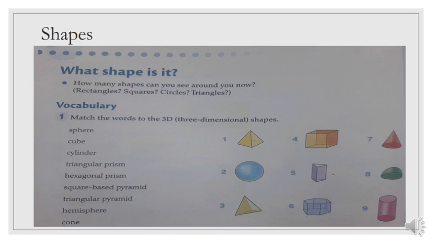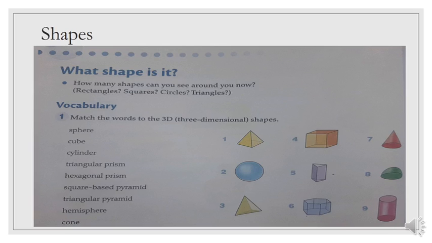So you have the first one, sphere. Where is a sphere? It's definitely number 2. It's like a ball, a shape like a ball. Then you have the word cube. A cube is number 4. Number 4 is a cube. Then you have a cylinder. Where's a cylinder? It is number 9.